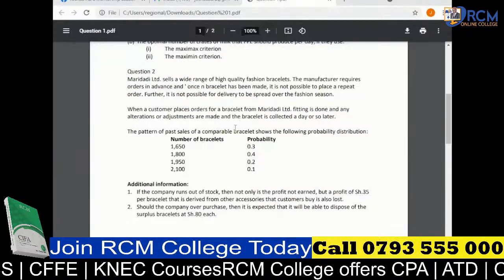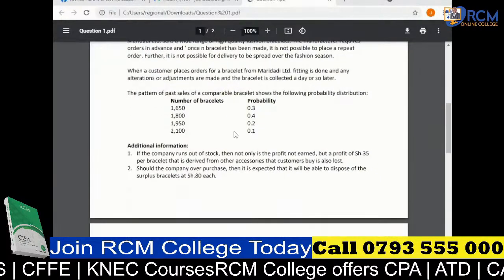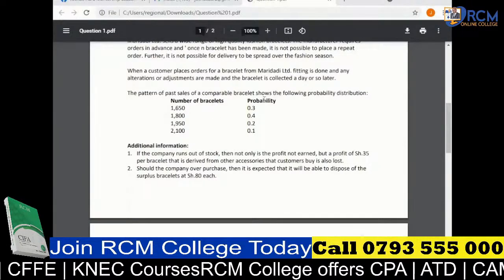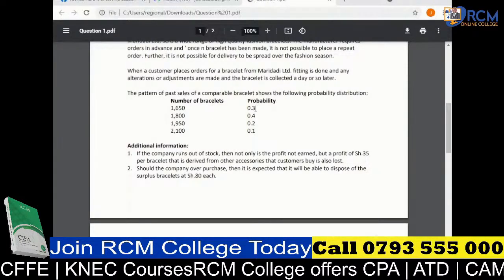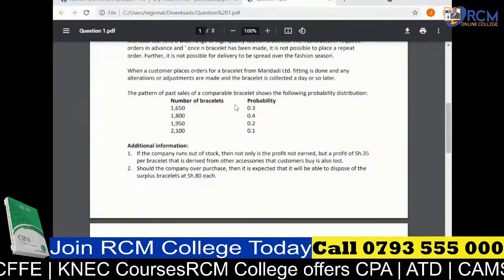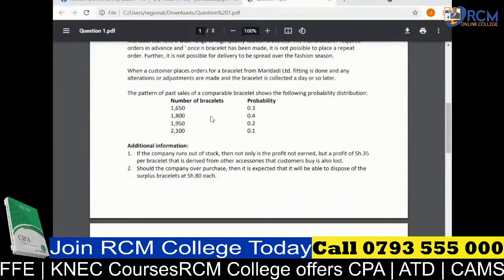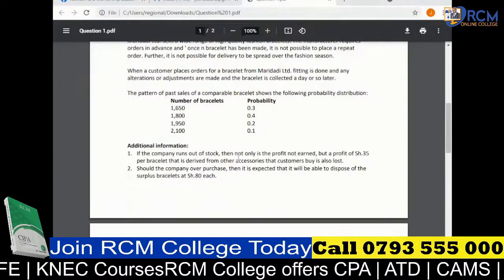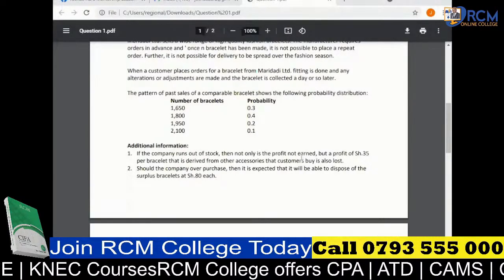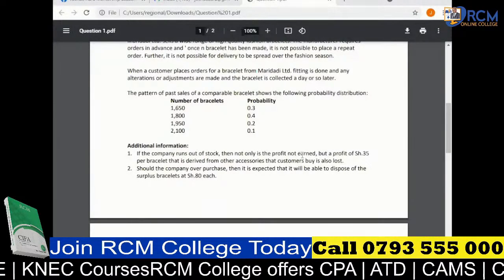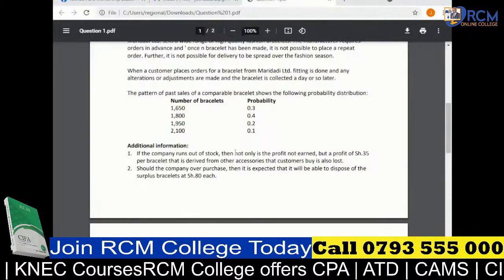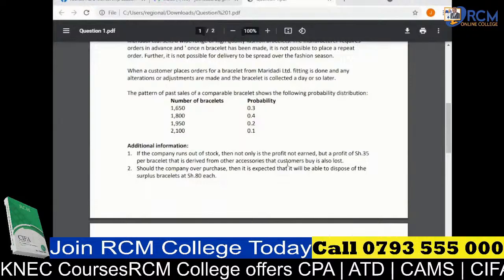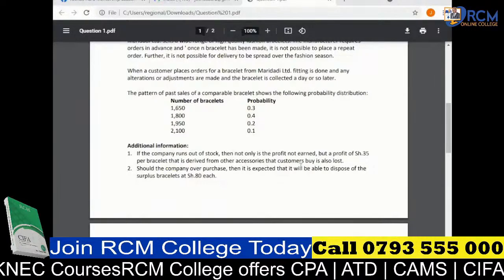The pattern of the sales of a comparable bracelet shows the following probability distribution, quite important, and they have even gone ahead to give us probabilities, unlike the other examiner who was giving us frequencies. Additional information: if the company runs out of stock, then not only is the profit not earned, but a profit of shillings 35 per bracelet that is derived from other accessories that customers buy is also lost.